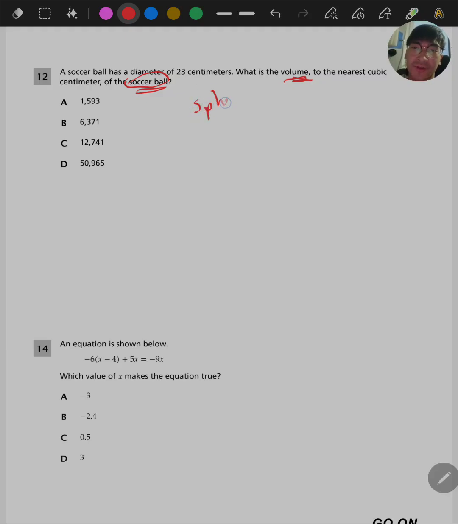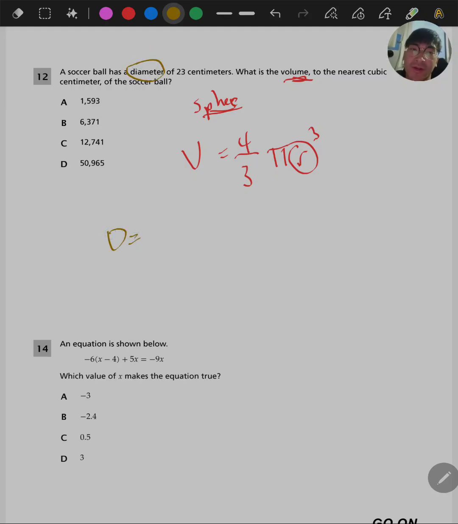Okay. Volume is 3-dimensional. Sphere is 3-dimensional. The volume of a sphere is equal to 4/3 pi r cubed. That should be in your reference sheet. So here we need to find out what r is. But they didn't give r. They only gave the diameter. That's another important word. Diameter. Okay.